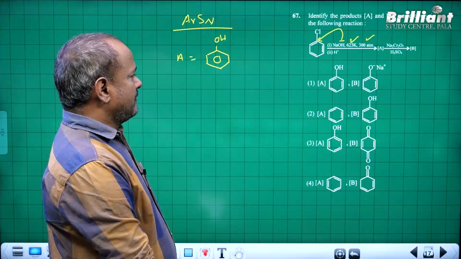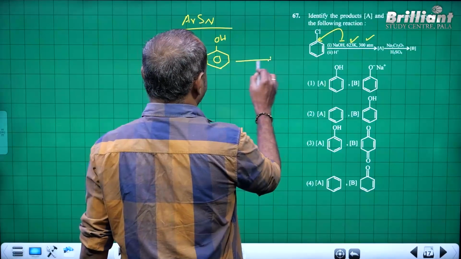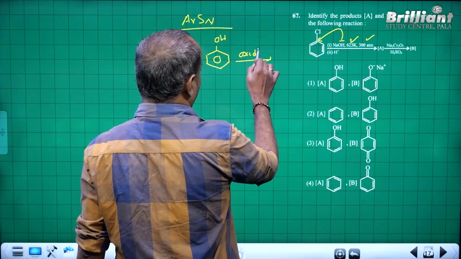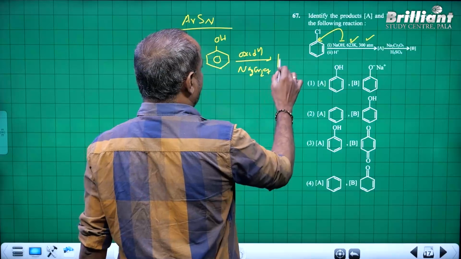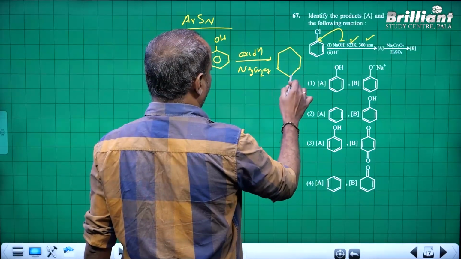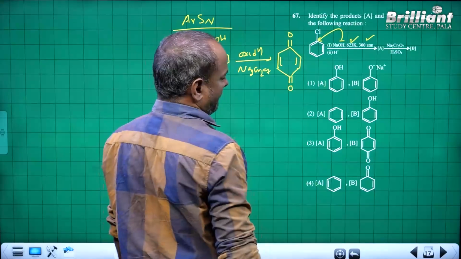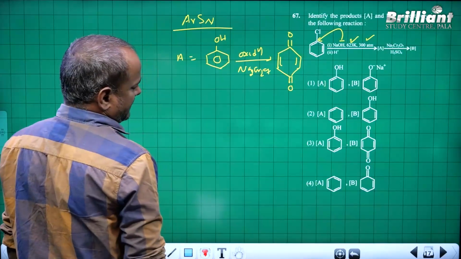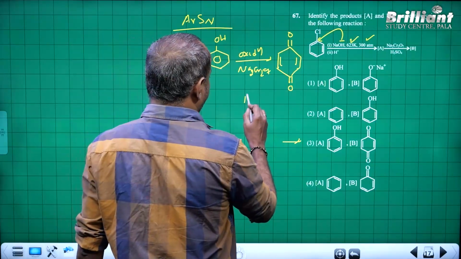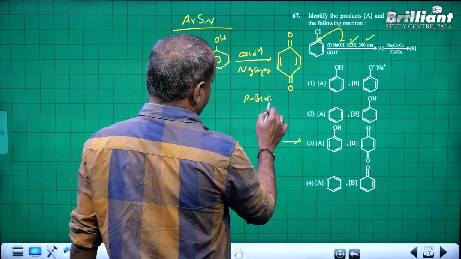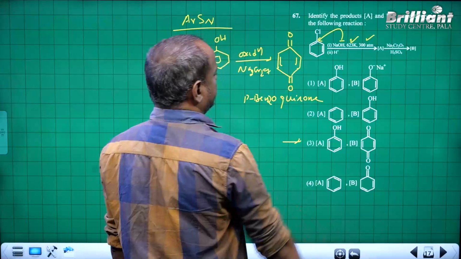Next one, phenol on oxidation with sodium dichromate gives para-benzoquinone. Answer 3. This name is para-benzoquinone.